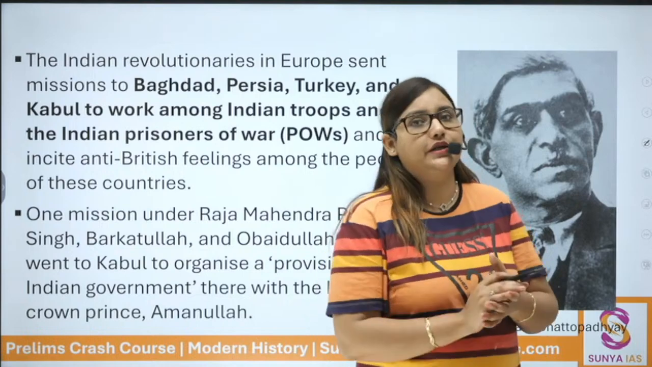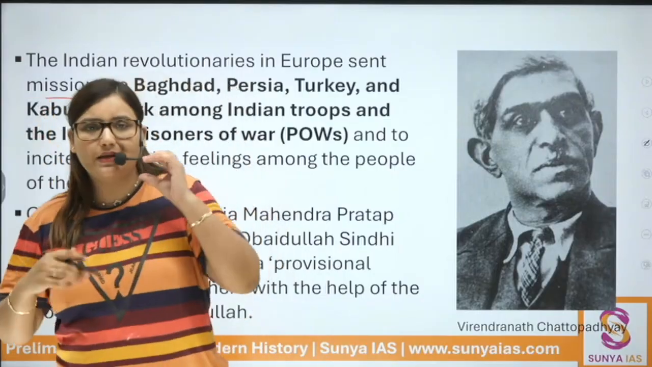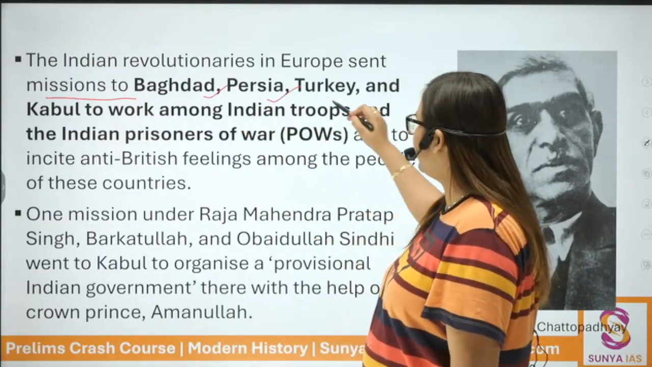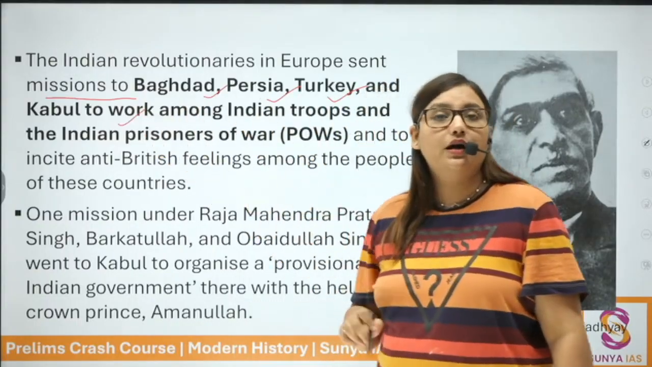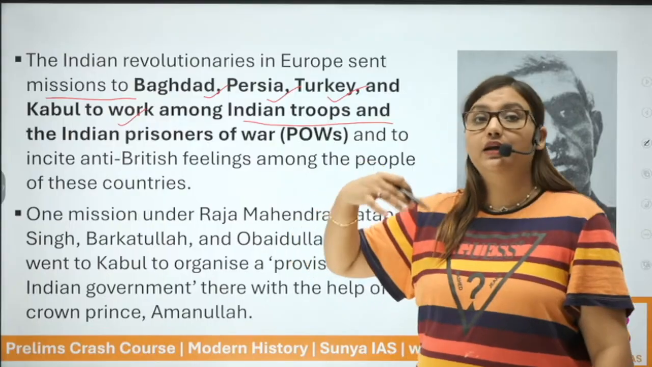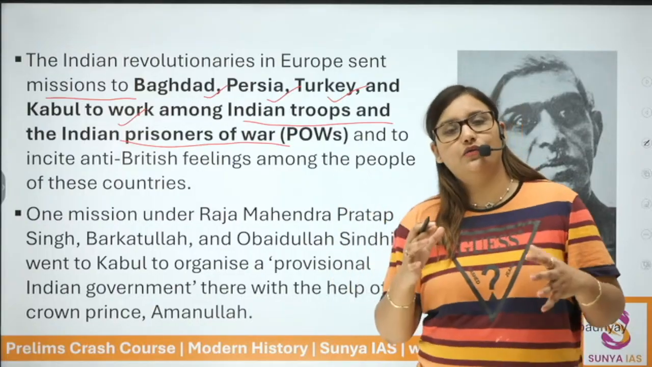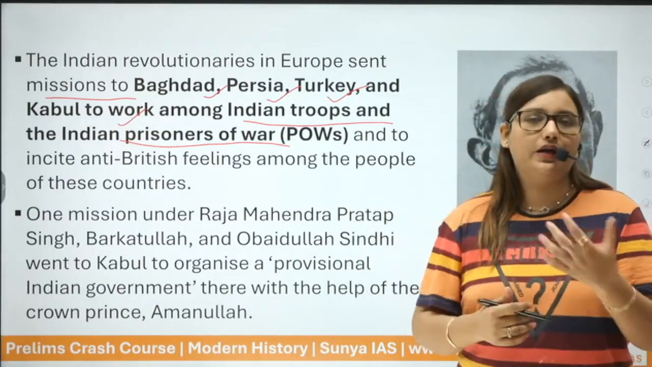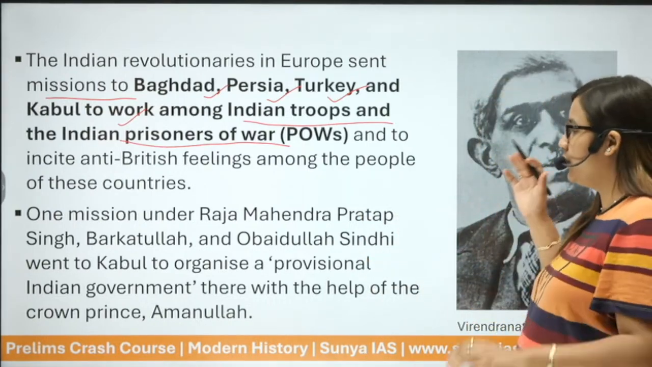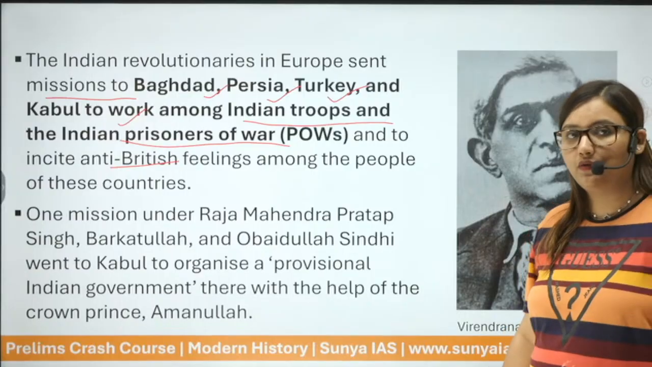The Indian revolutionaries in Europe sent missions and wanted to get help from different countries. So missions were sent to Baghdad, Persia, Turkey and Kabul to work among Indian troops. Indian troops means Indian soldiers and Indian prisoners of war. Prisoners of war means soldiers who went there to fight the war, and they were fighting for the Britishers but they got captured and now they were there. So it was to incite anti-British feelings among the people of these countries.